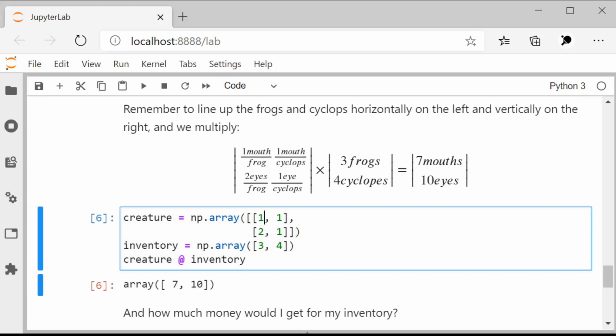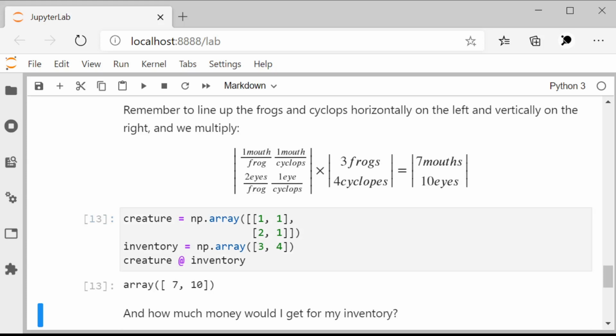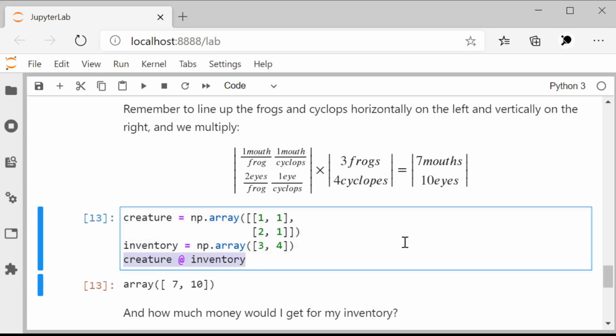We set up my frog plus Cyclops body part matrix, and I'm going to call this the inventory, right? My inventory is the number of creatures I have. So if I multiply my creature matrix, which is really the number of body parts per creature, times inventory, I'm just going to do it, and here it is. I get my vector. Again, I can do this entire thing with one operation once I set it up correctly.